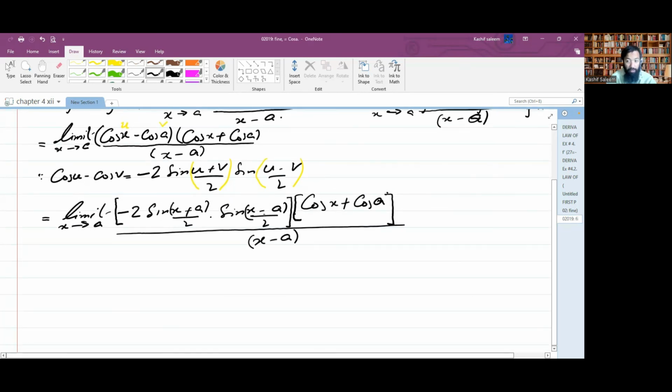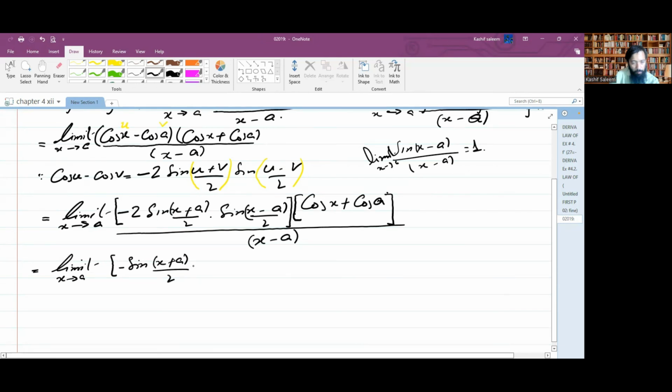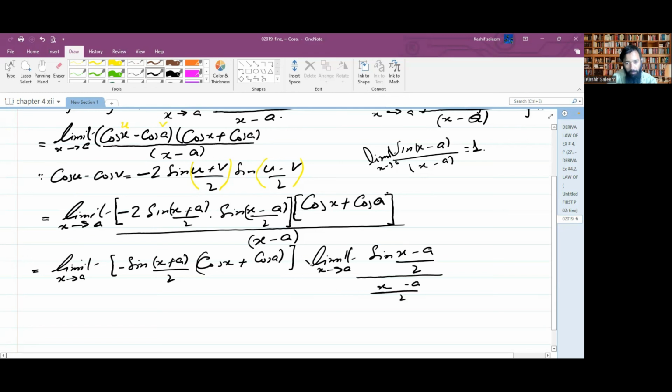If you look at this, this is sine of (x minus a) divided by 2 and this is x minus a. If we have 2 here, then this value should be equal to 1, since we have already discussed that the limit as x approaches a of sine of (x minus a) divided by x minus a is equal to 1. So what we will do here is just rearrange it: limit as x approaches a of minus 2 sine of (x plus a) upon 2, and I will write this bracket here, cos x plus cos a, and again limit as x approaches a of sine of (x minus a) upon 2 divided by (x minus a) upon 2, multiplied by 1 upon 2.